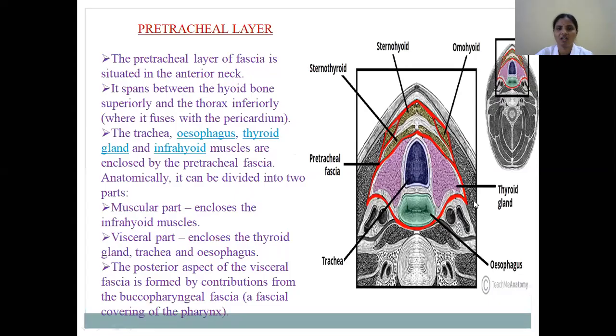Now, on its pores, a gland is there. Here it envelops this gland as an outer fibrous layer, because the thyroid gland has two covering fascias, a true capsule and a false capsule. That false capsule is derived from this pretracheal layer, as it encloses that gland.